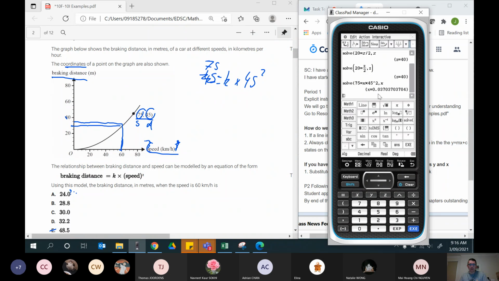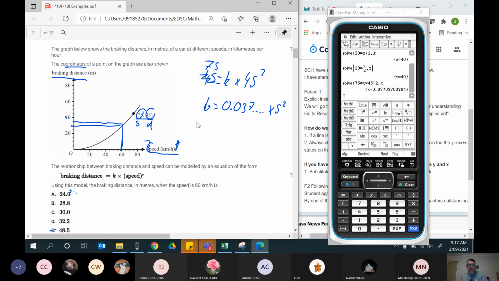So I've got that there. Okay, now that's told me what the X value is. I would use this as a whole decimal now, put that into the equation. So my equation is basically braking distance equals 0.037 times speed squared. Now the question is, using this model, the braking distance in meters when the speed is 60 kilometers per hour.